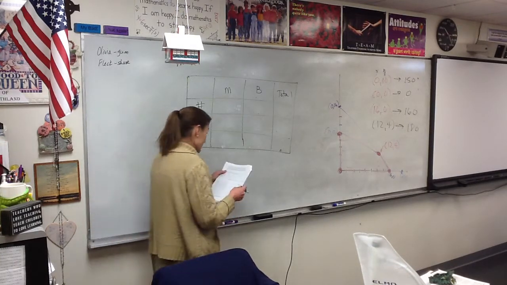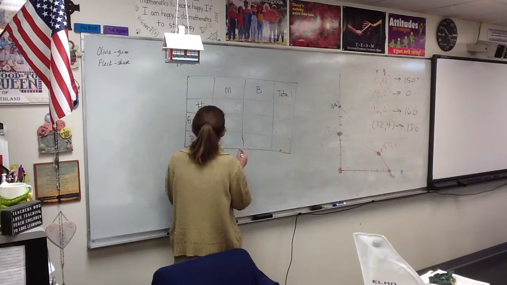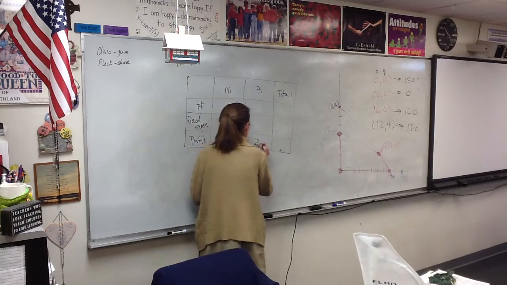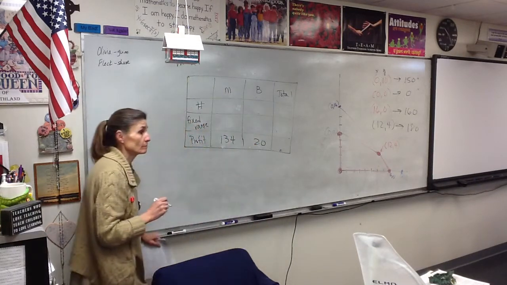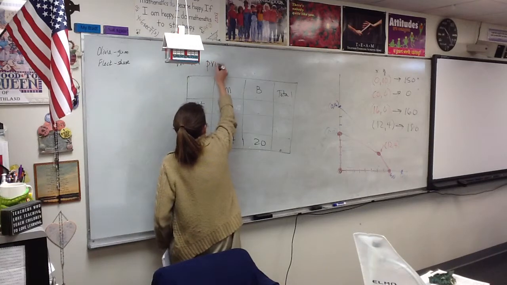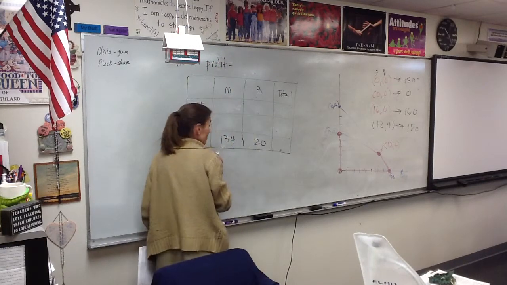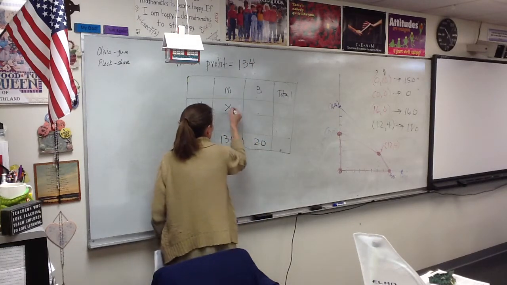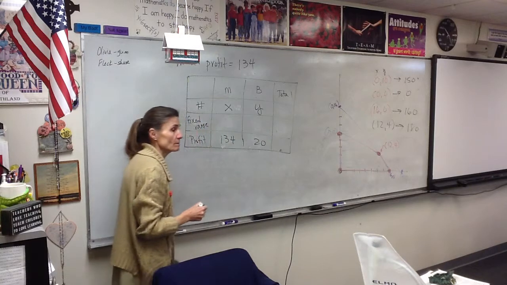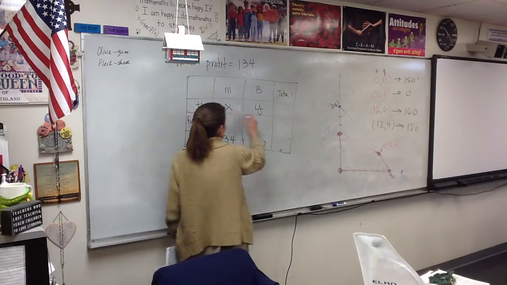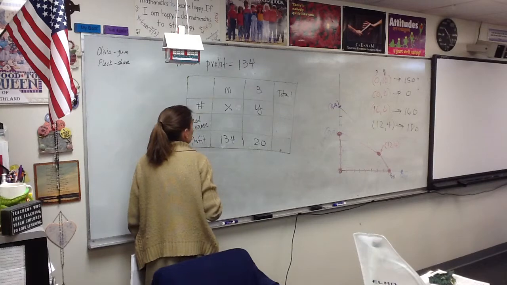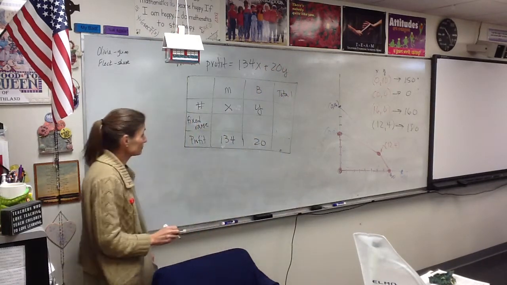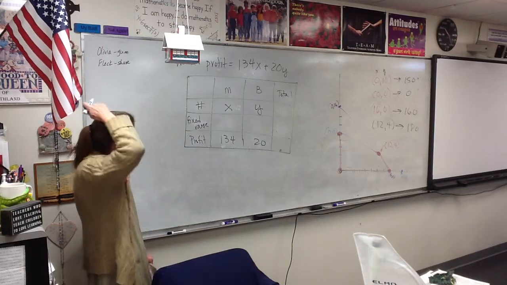I can put the profits in. The profit on a motorcycle is $134 and $20 on a bicycle. So my maximum will be my profit. I better put X and Y in here. Those are my variables. I'm going to make X motorcycles and Y bicycles. So 134X plus 20Y is going to be my profit.